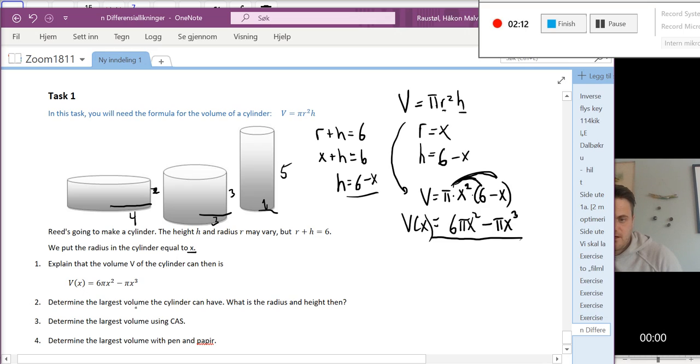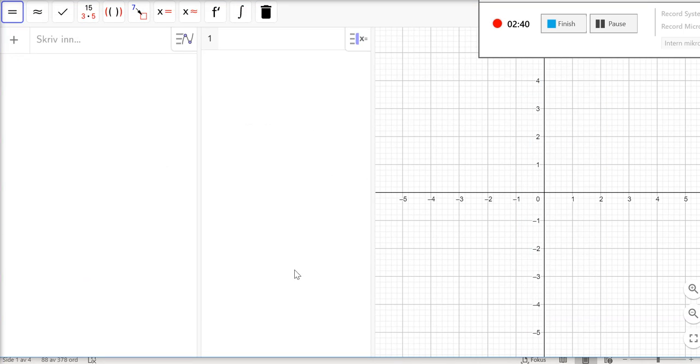And then we should determine the largest volume of the cylinder. And what is the radius and height then? There's a lot of ways of doing this. But if you want to find the largest volume, we have to find the maximum volume. So we have to find a maximum point of this function. There are a lot of ways of finding a maximum point of a function. The easiest way is just to draw the graph on GeoGebra and then find the maximum point.